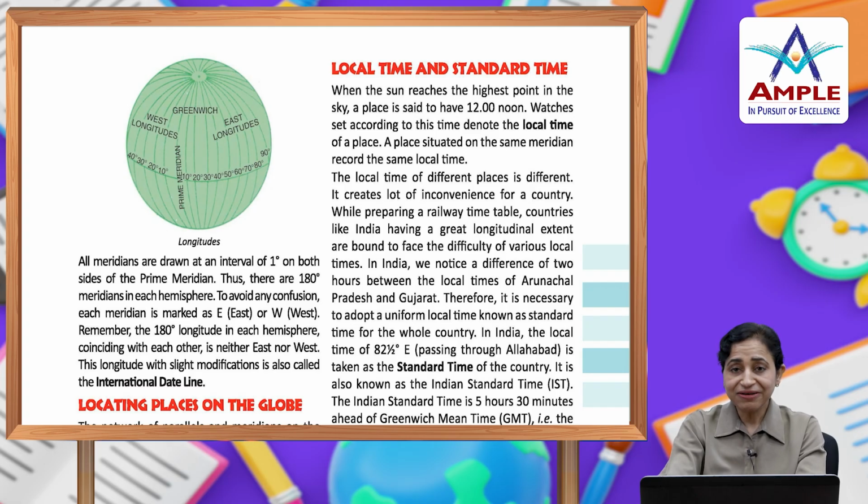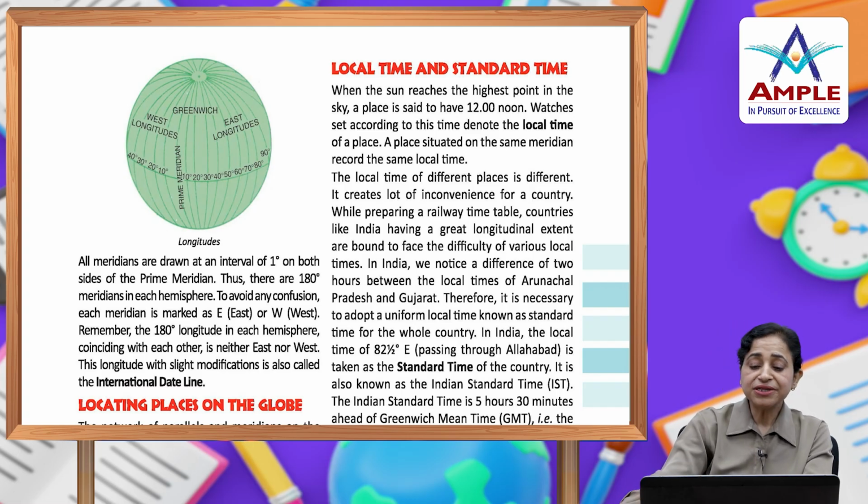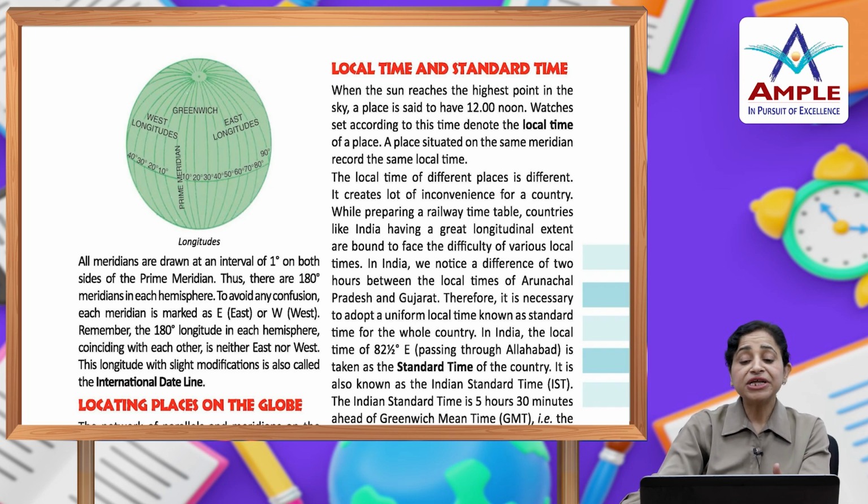While preparing a railway timetable, countries like India having a great longitudinal extent are bound to face the difficulty of various local times, and in India we notice a difference of 2 hours between the local times of Arunachal Pradesh and Gujarat. Therefore, it is necessary to adopt a uniform local time known as standard time for the whole country.